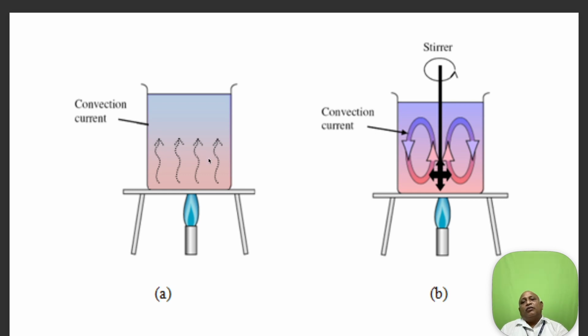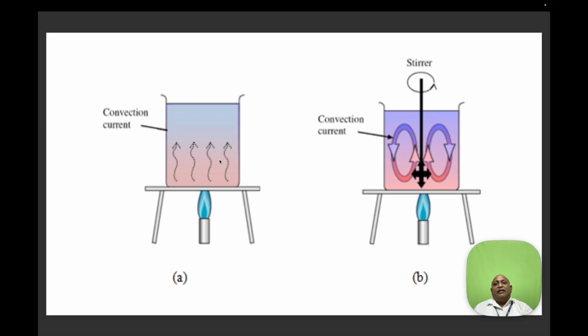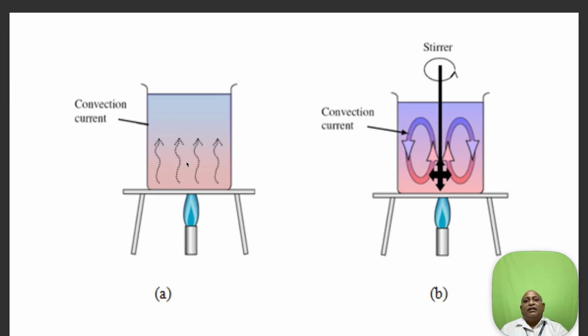When the water gets heated, the water molecules lose density. Due to buoyancy, the water molecules move upward. You can see the arrow mark where the less dense water molecules are moving upward. That space is occupied by colder, higher density water molecules. Again it's heated, it loses density, and it will move upward.